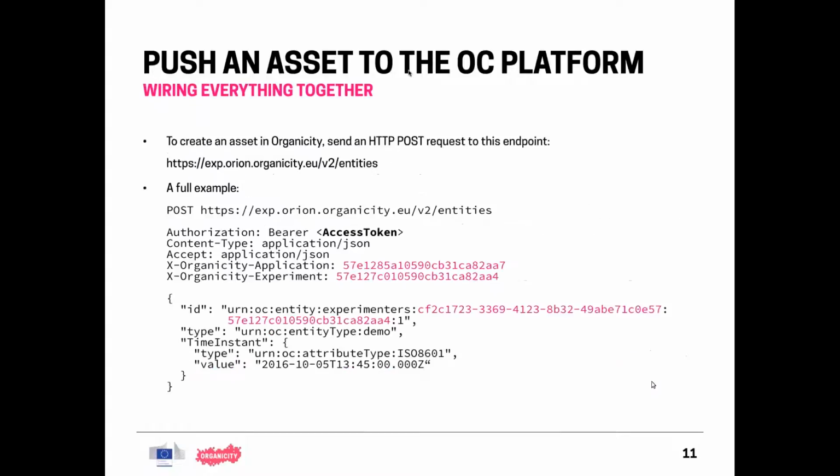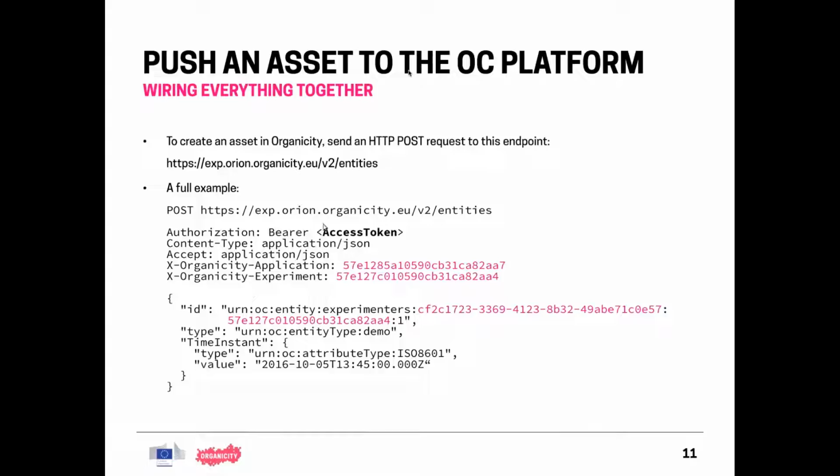So let's wire everything together. We have to push it with an HTTP POST to the endpoint, which is shown on this web page. It's experimenter.orion.organicity.eu/v2/entities. And the full example is just this POST on this entity, with the headers I explained before and the asset body.